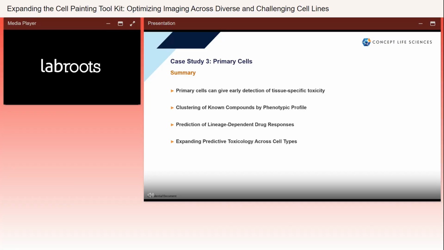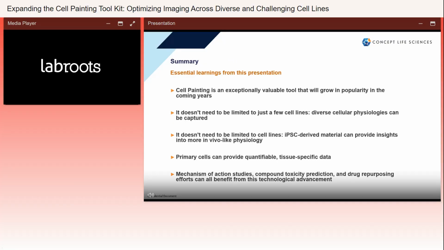As we've seen throughout this session, cell painting can evolve as a powerful tool in phenotypic screening. With increasing adoption and technological improvements, its role in early stage research will grow significantly in the coming years. We've demonstrated that a wide range of cell types, including those with challenging morphologies, can be successfully imaged and analysed.